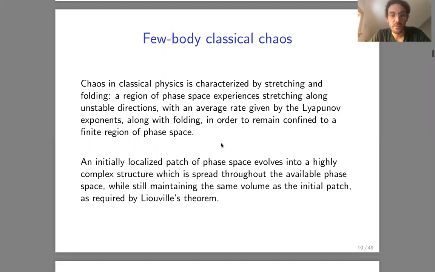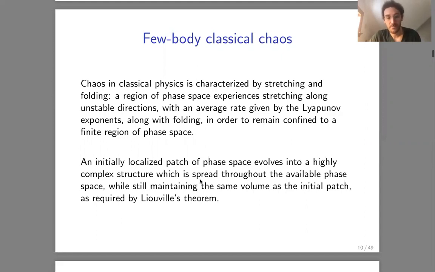And so this puzzling thing: we know if it's chaotic, if you start with two points in phase space, then they rapidly diverge from each other. So we need to satisfy that, and we also need to satisfy remaining in a confined region of phase space, and these two things seem difficult to satisfy. The way chaos solves this is that a small initial localized patch of phase space evolves into an extremely complex structure, which is spread throughout all the available phase space while still maintaining the same volume as the initial patch, as required by Liouville's theorem.